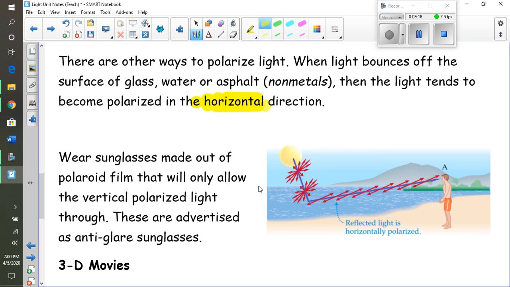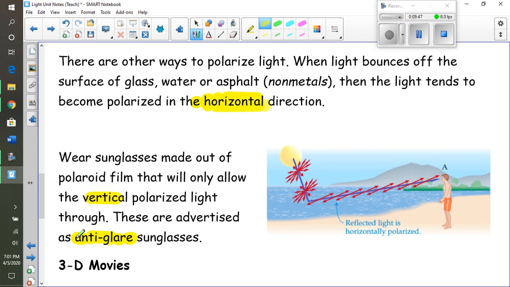So what we do is we wear polarized sunglasses. And what they do is they only allow vertical light to pass through. So it removes glare. We call that anti-glare. Since water typically reflects light, becoming horizontally polarized, fishermen love polarized sunglasses. It reduces that glare and makes it easier for them to see the fish under the water.